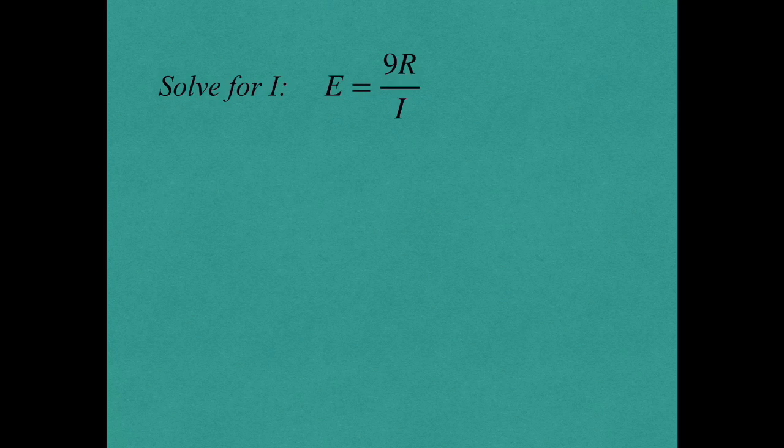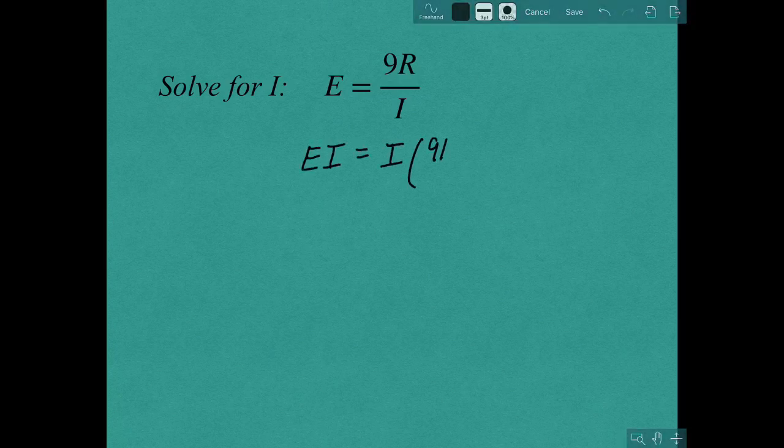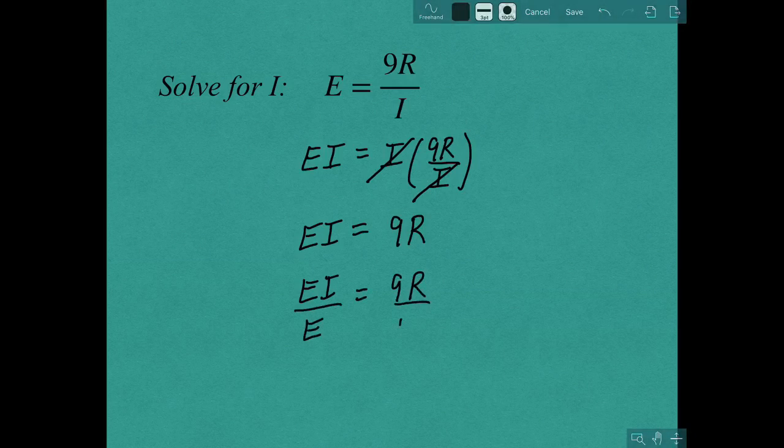This question is similar to the previous one. To isolate I, the easiest thing would be to multiply each side by I. When we multiply each side by I, we get rid of the I in the denominator, and we have EI equals 9R. Now to get that I by itself, we divide each side by E, and the E's on the left will cancel, so we have I equals 9R divided by E.